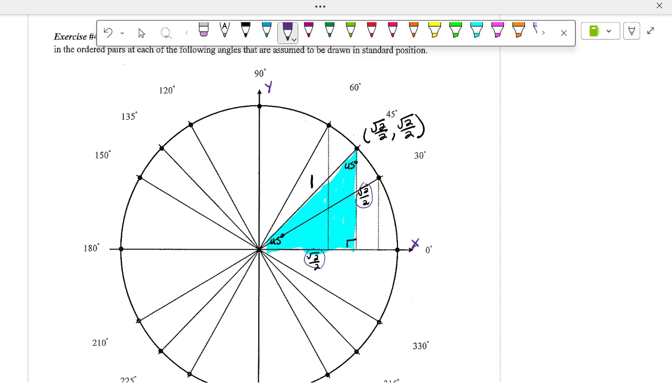So if I look back at this triangle, here is my 30, 60, 90, where this angle is 30 degrees. This angle is 60 degrees. 90. So this is the short leg at 1/2. This is the long leg at square root of 3 over 2. Horizontal, vertical, the point is square root of 3 over 2, 1/2.